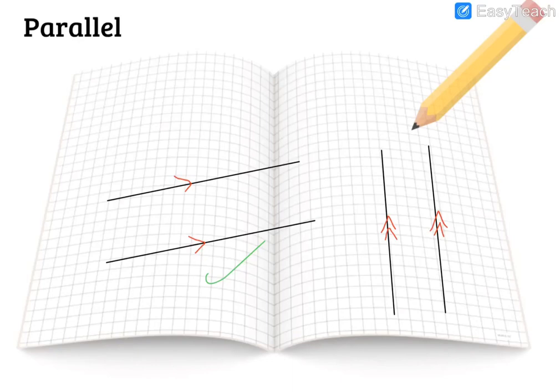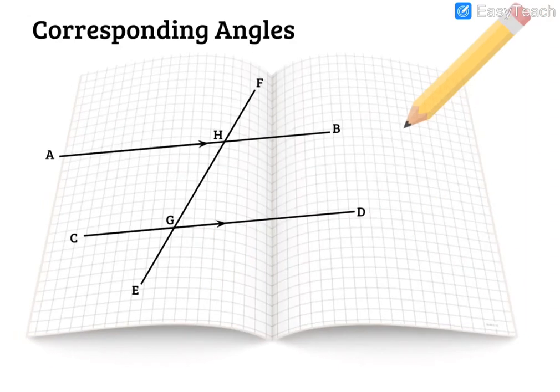Okay. So corresponding angles then is the next thing we need to look at. Let's say I've got a picture that looks like this, where I've got two parallel lines. We know that they're parallel because they've got the little arrows on them.